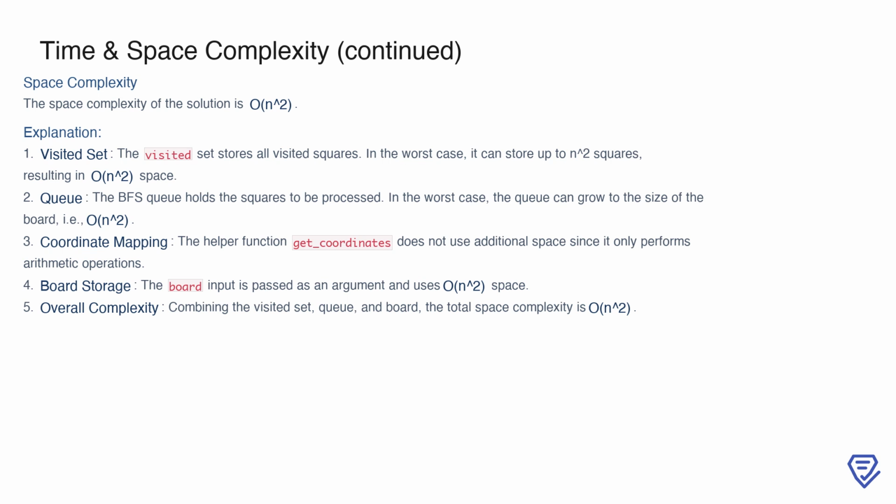The helper function, get_coordinates, does not use additional space since it relies purely on arithmetic calculations. Finally, the input board itself is passed as an argument and occupies n squared space. When we combine the space contributions from the visited set, the BFS queue, and the board storage, the total space complexity of the solution is n squared.